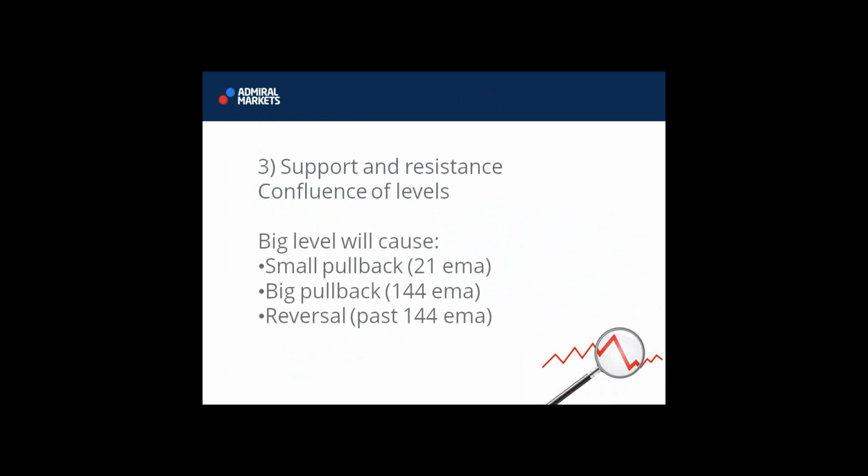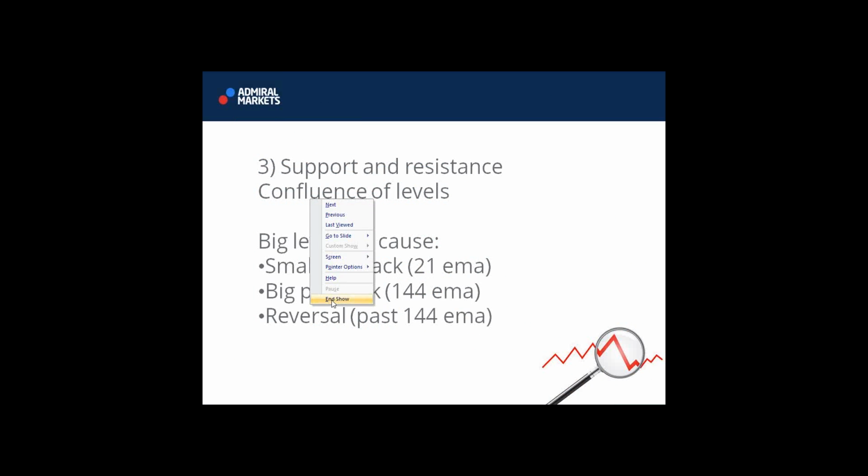The more assured we can be that that is indeed a big zone, that means that from a market structure point of view, the trend will probably last to that point, and then the trend could be over, or the trend could encounter a serious pullback. A big level basically can cause either price to go back for a small pullback, a big pullback, or a reversal. A small pullback I define as price going back to the 21 EMA. A big pullback would be price going back to the 144 EMA, and a reversal would mean that it's actually going below or above, like past that 144 EMA.